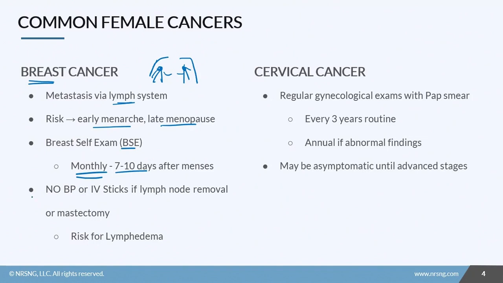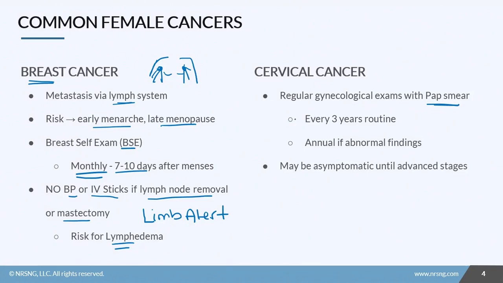Now, if a patient has had a mastectomy or lymph node removal, we want to put a limb alert on that arm, on that side. So no blood pressure, no IV sticks, because it puts them at high risk for lymphedema. Now, as far as cervical cancer, the best way to detect cervical cancer is with a pap smear, with regular pap smears.